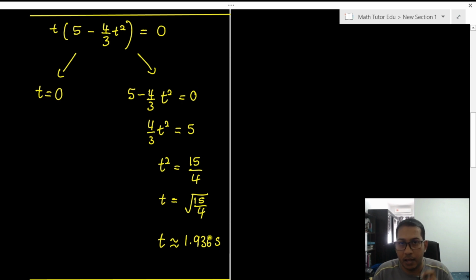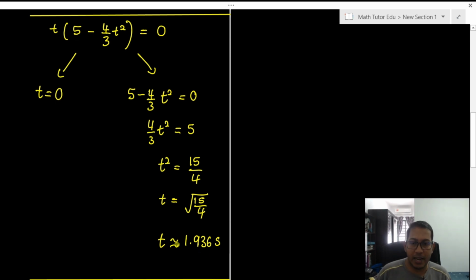But take a look at the question carefully. The question says that both particles meet. And one more thing I would like to highlight here is that both particles actually pass through point O, which means that when your time is equal to 0, your displacement is equal to 0. So time equals 0 is indicating the initial point. So t equals to 0 can never become the answer. In this case, our answer will be t is approximately 1.936 seconds.